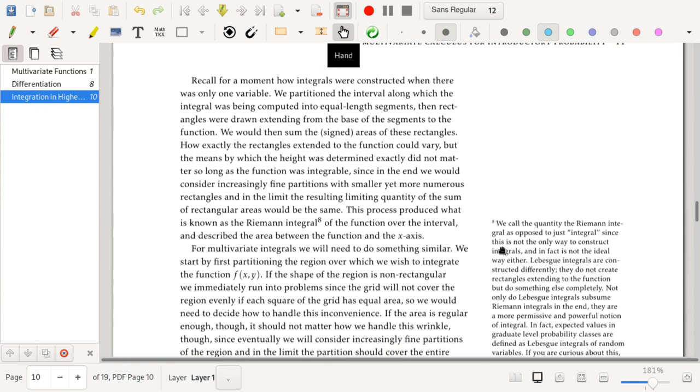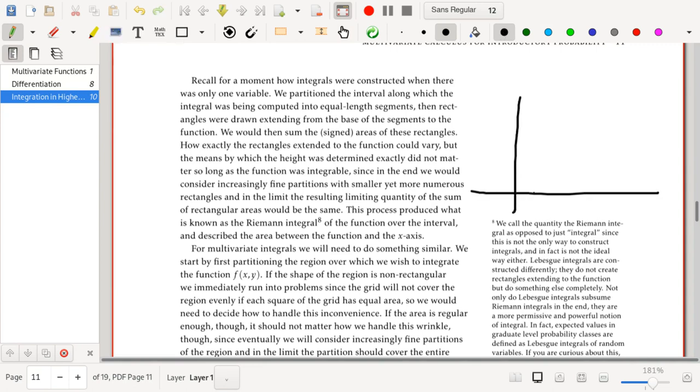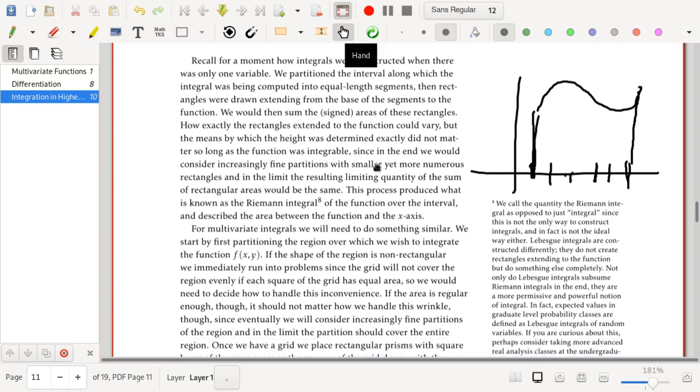Let's revisit the case when there was only one variable and we were trying to construct an integral. What we would do is we would look at the interval over which we were trying to integrate our function. Remember, what we're trying to do is compute the area underneath this function, in a sense. That is how we're defining our integral. And what we would do is we would take this interval and we would partition it up into generally equal length segments. We would partition it, and then after we partition the interval, we would then draw rectangles that are extending to the function. And when we would draw these rectangles, we would then have to ask, okay, when we say extend to the function, what exactly does it mean?